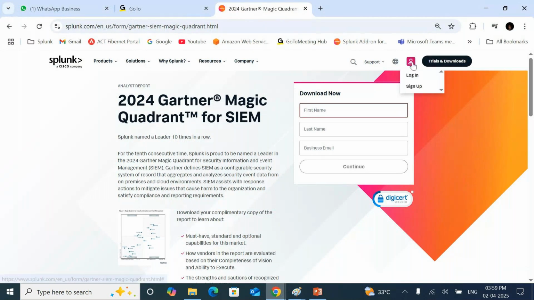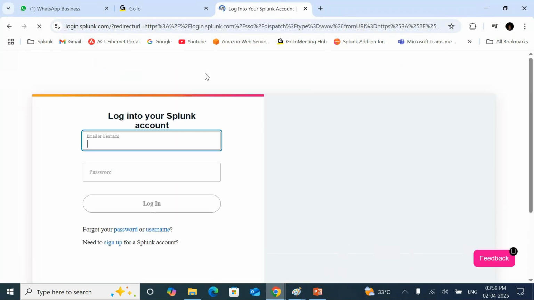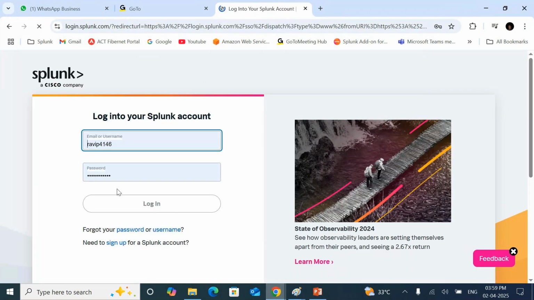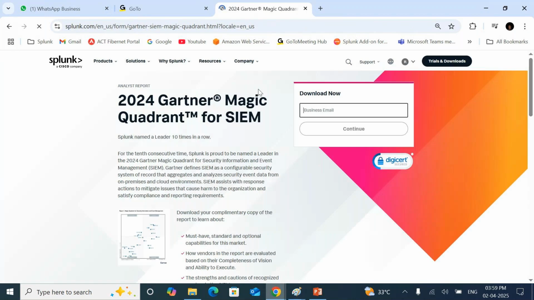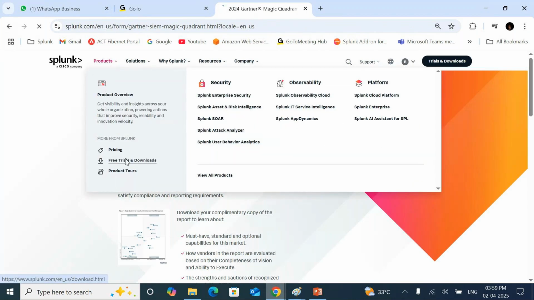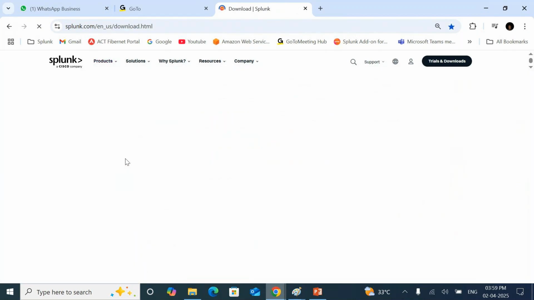I'm trying to download a software. I'm showing one practical, sir. See, this is my Splunk software. If you observe, if you click on free trial and downloads, there is a Splunk software. Get my free trial.